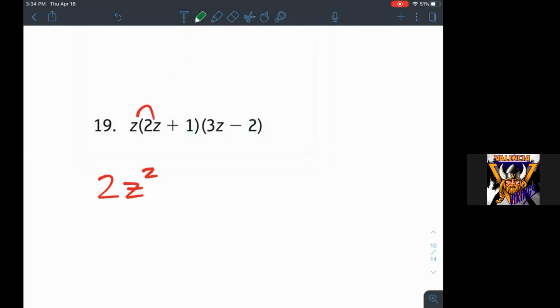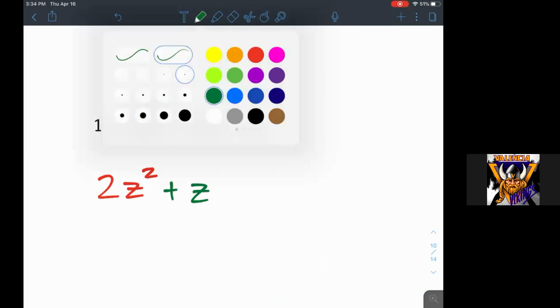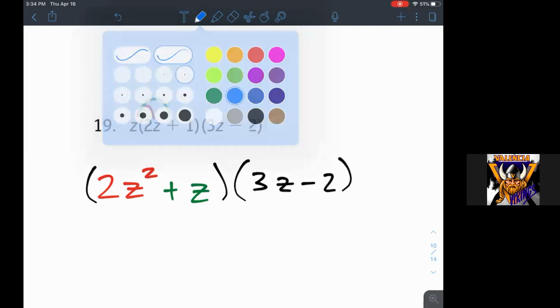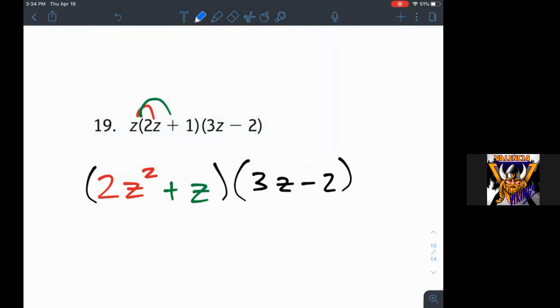And then I'm going to take that z out front and distribute it to 1, and that's going to give me just 1z, or z. So now what we've done through that distribution is basically work down just that first multiplication problem into here. Cool. Now it's time to finish our distribution through the mnemonic device that we call FOIL.